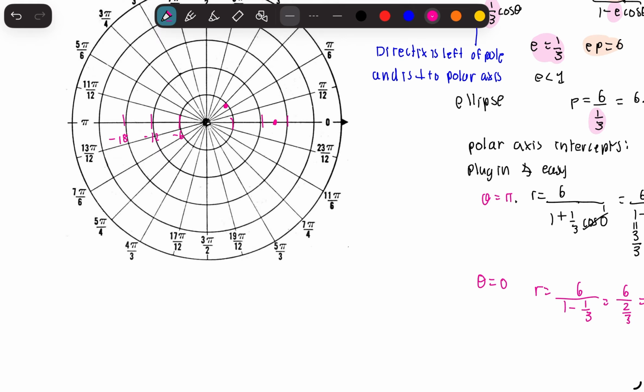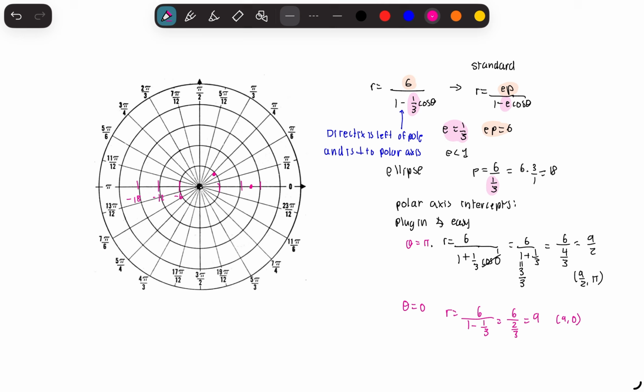9 over 2, pi. So because e is less than 1, we're going to draw a closed ellipse that is symmetric about the polar axis. Now, how would this look? Let's also consider the points.